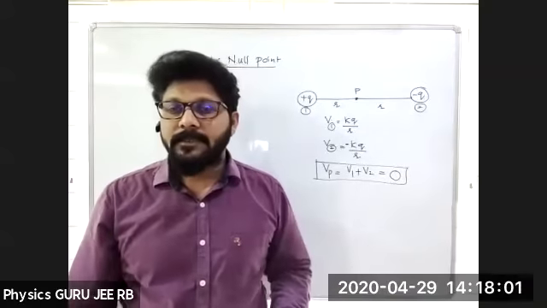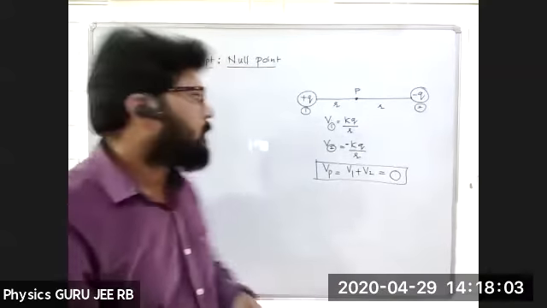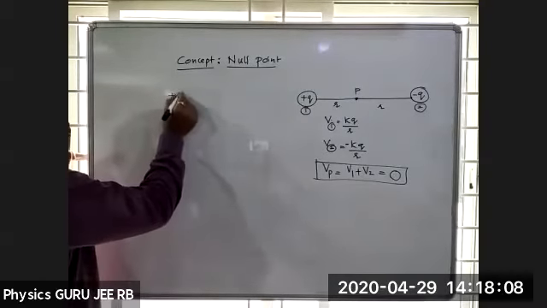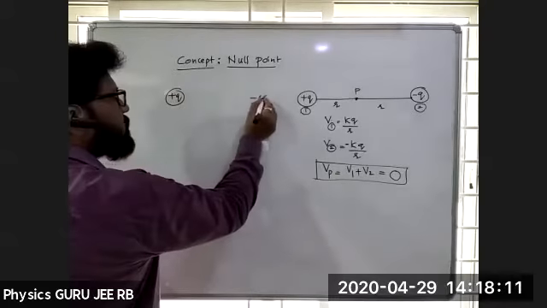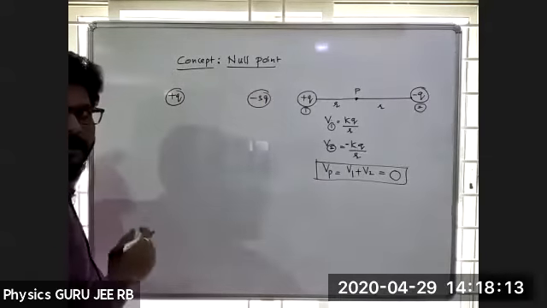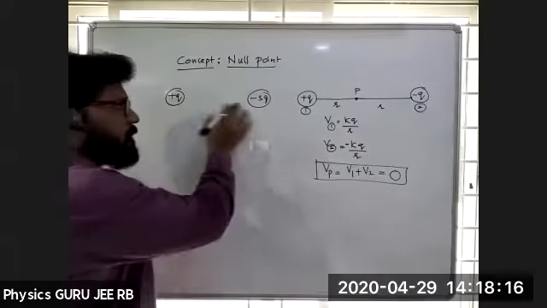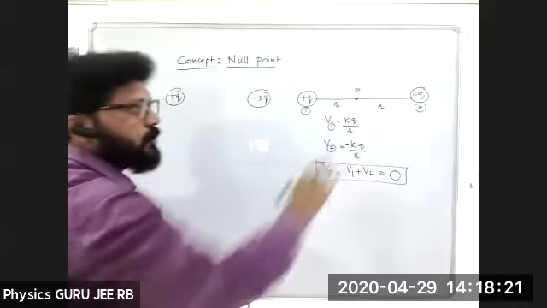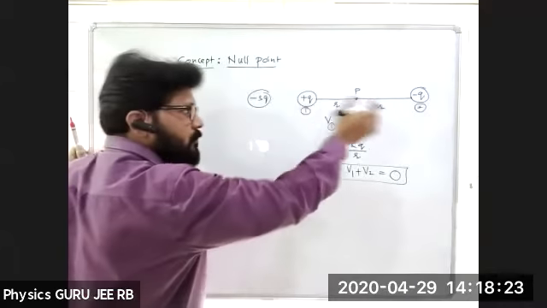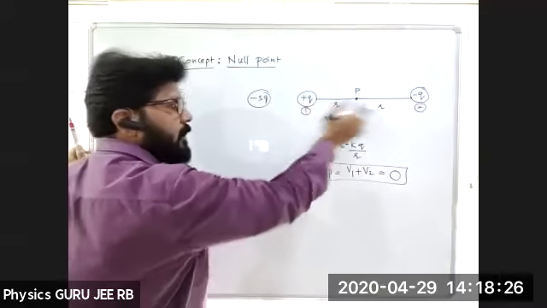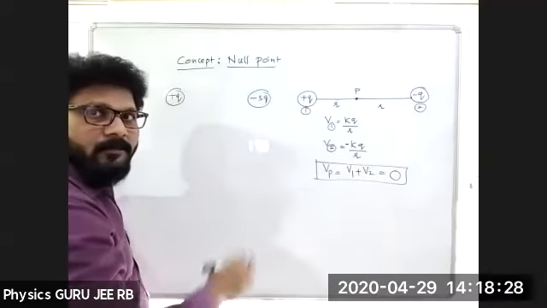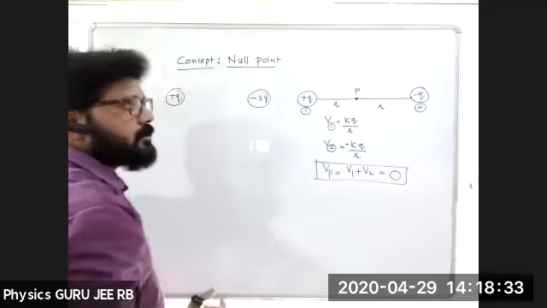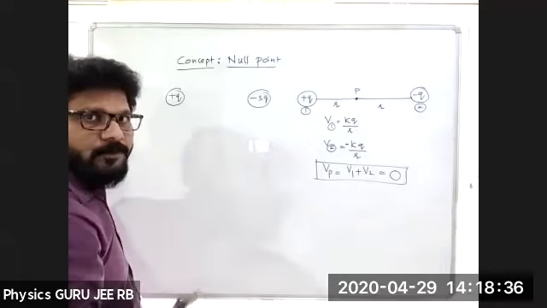If they are different, then how to calculate? Let us take one positive charge, plus Q, and a negative charge, minus 3Q. Between these two, definitely one null point will be there, because along the line joining them, one is positive and one is negative, so there will be a null point where the electric potential at that particular point will become 0.